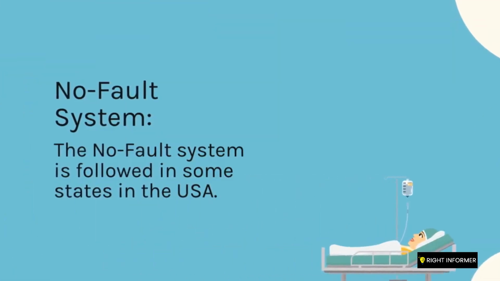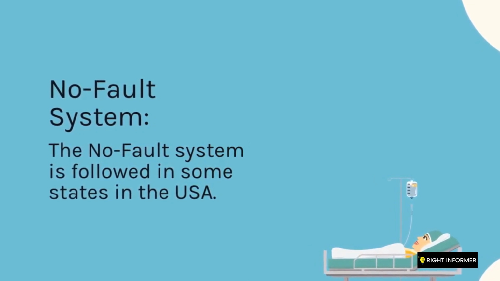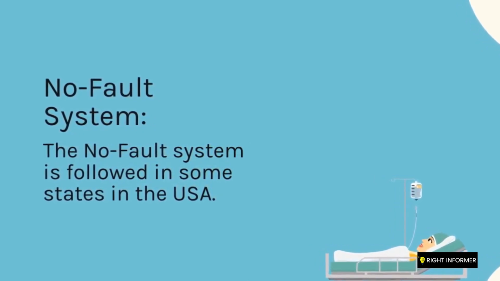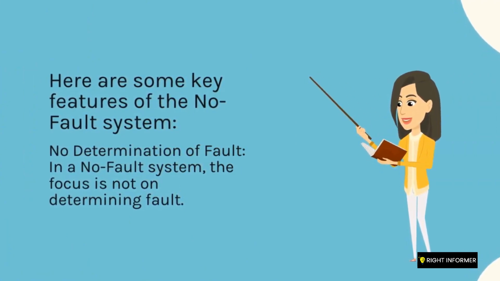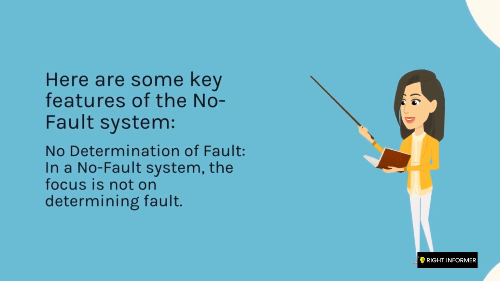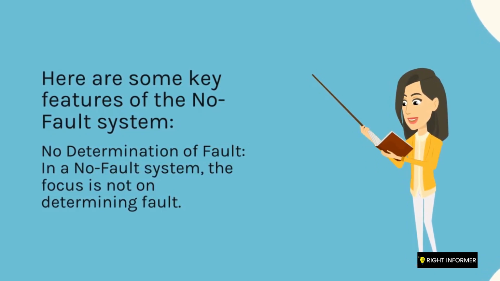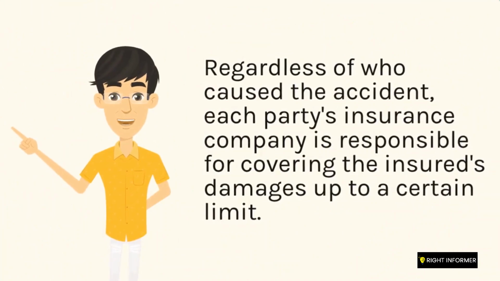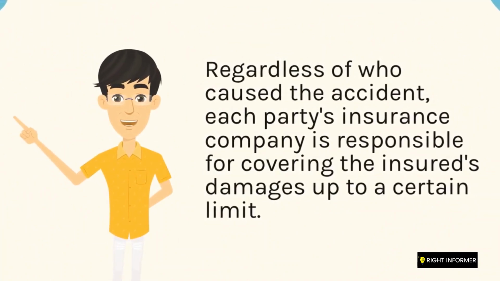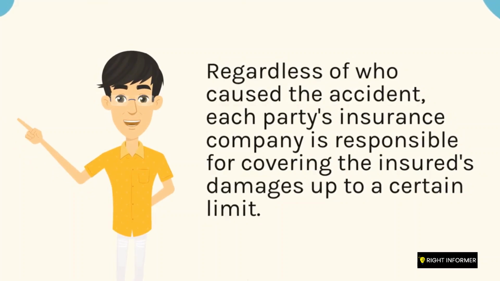No-fault system. The no-fault system is followed in some states in the USA. Here are some key features of the no-fault system. No determination of fault. In a no-fault system, the focus is not on determining fault. Regardless of who caused the accident, each party's insurance company is responsible for covering the insured's damages up to a certain limit.